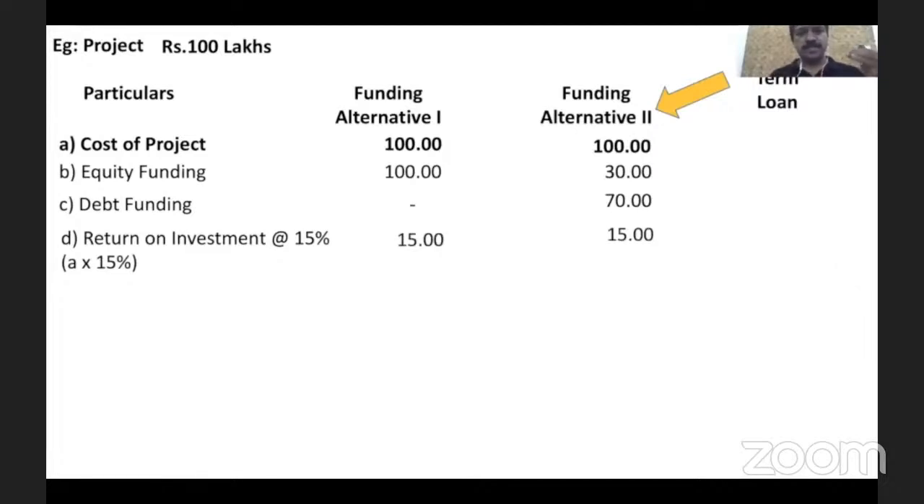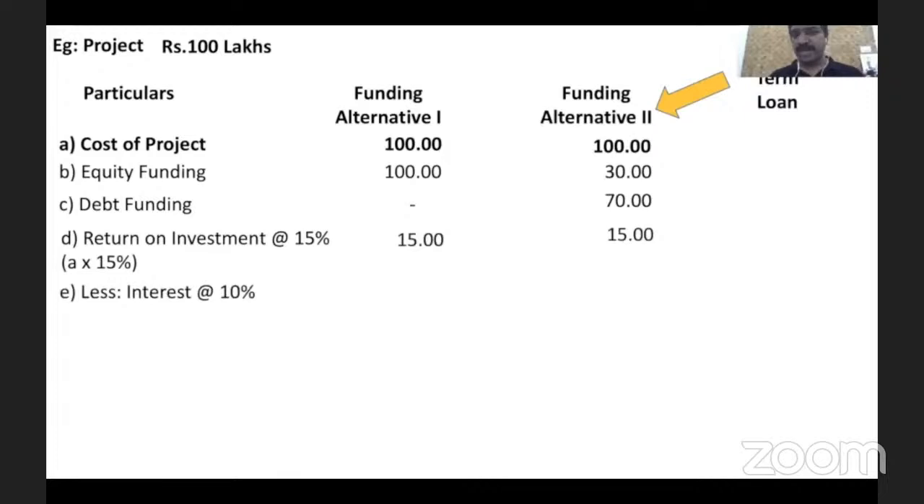And I said this is the earnings before interest and taxes. So that automatically means I'm yet to pay interest on the loan. Let me deduct that. I have taken a loan of 70 lakh in scenario 2, and let's say that loan was taken at 10% cost. It means in scenario 1, 15 lakhs is my earnings before paying interest.